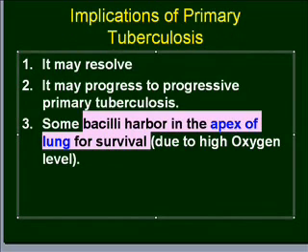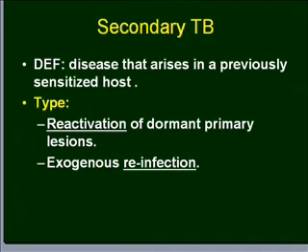Then we discuss a little bit about the secondary tuberculosis. Remember, most patients with secondary tuberculosis can have a history of primary tuberculosis. So how to define this? This is a disease of the lungs that arises in the previously sensitized host, and that is how you can differentiate a primary and secondary tuberculosis.